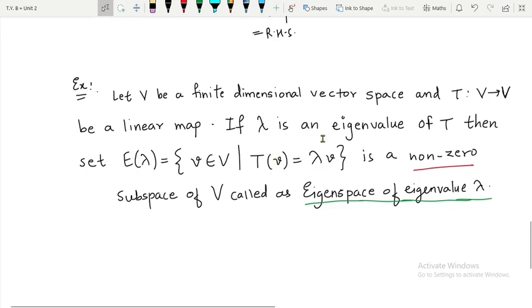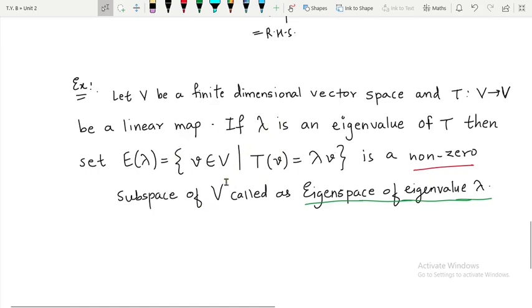Therefore this set is going to be non-zero, because as I have told you, your eigenvector is always non-zero. Since lambda is an eigenvalue, you will be able to find a non-zero vector V such that T of V will be equal to lambda V. That non-zero vector will be present in this set, and all multiples of that vector will also be present in this set. Obviously 0 will be there, right? And therefore it is nothing but a non-zero subspace, because this lambda is an eigenvalue.